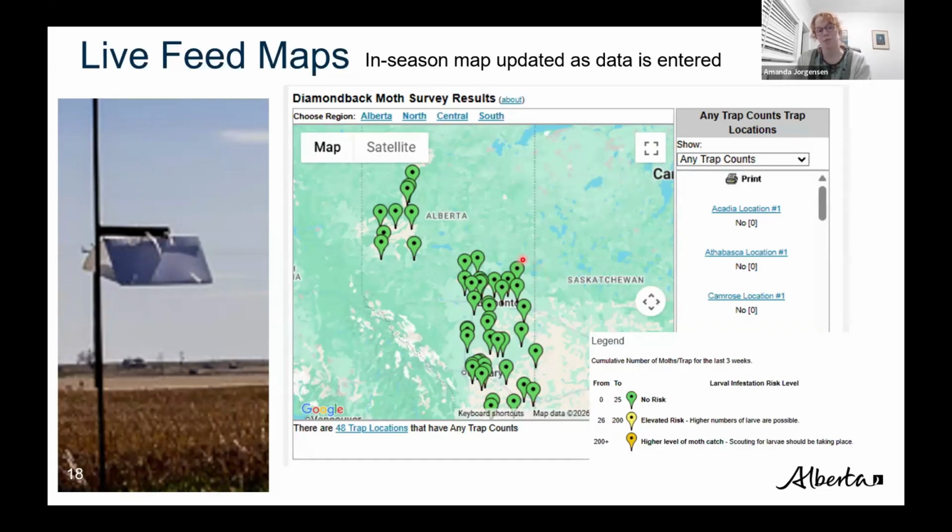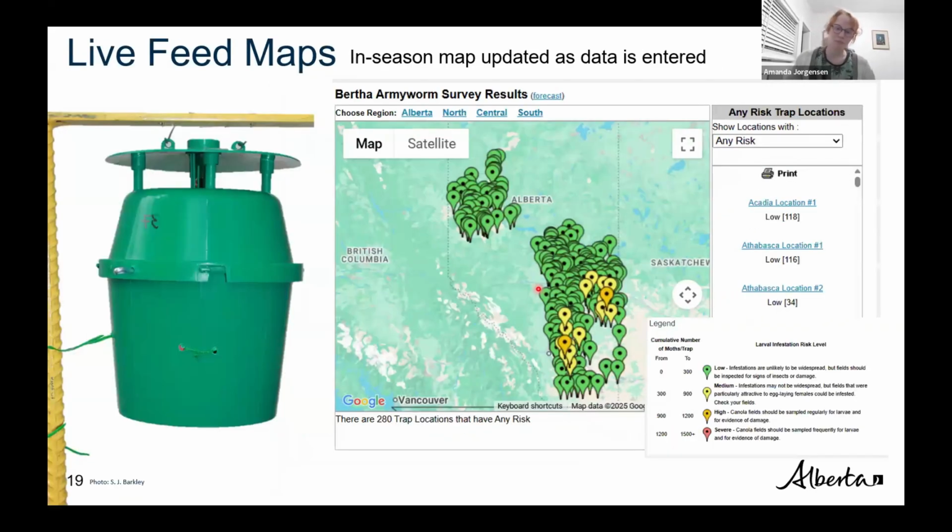It doesn't mean that scouting for diamondback moth isn't still important, but you can keep an eye on this live map next season. It's not necessarily a map where the results carry over year to year, but one that you can check out over the season.